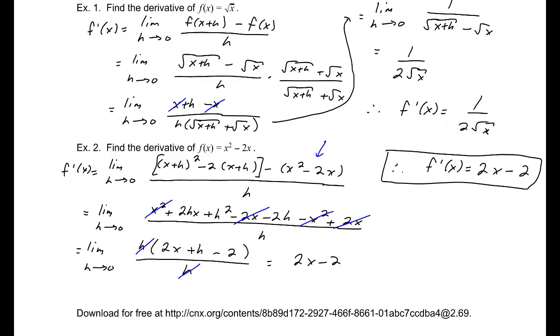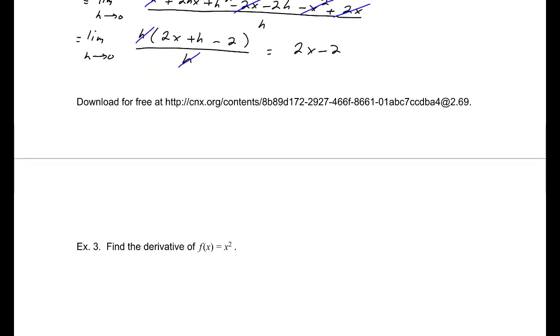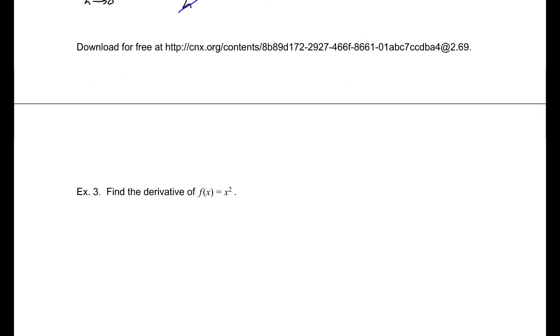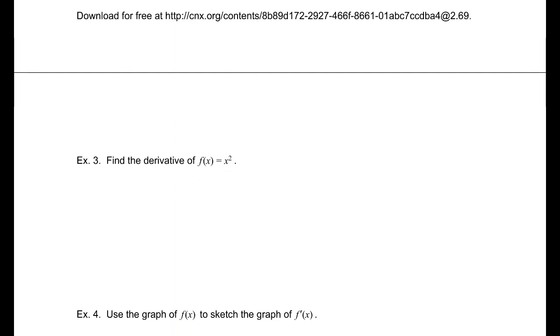Okay, let's move on to example 3. The derivative of x squared. This is going to be very similar to that last one. Let's throw in our limit. All right, that is f of x plus h. So this will be x plus h squared minus f of x over h.